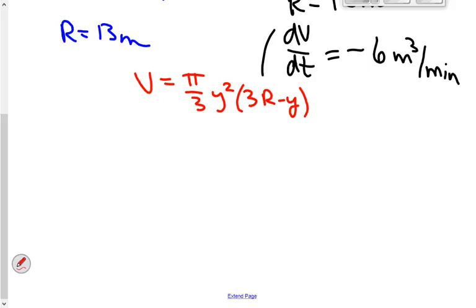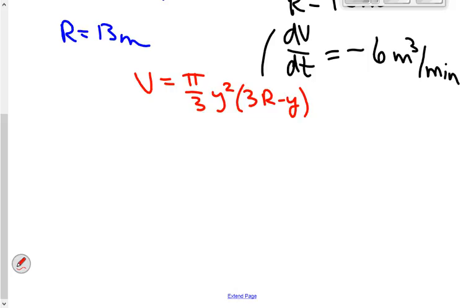And then since I want to talk about the rates, I want to take the derivative. Is anything up there going to be constant? Okay, so the pi over 3 is going to be a constant, and the capital R is going to be a constant. But when I look at this, I've got y's in a couple of different places. So what do you want to do either when we take the derivative or before we take the derivative?